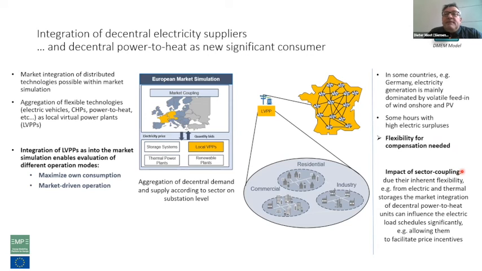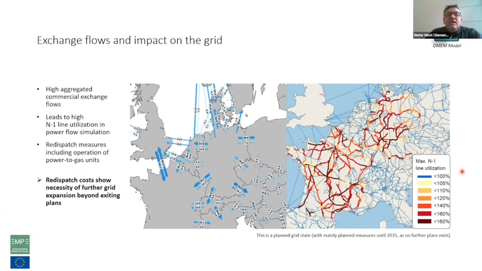What we also have to consider here is that we need some flexibility compensation, and very important here is the impact of sector coupling, because sector coupling has an inherent flexibility from electric and thermal storages in the market, or simply from shutting down a power-to-heat unit. This allows them to respond to price incentives, so you should definitely model sector coupling with your market model. These are some results from the exchange flows resulting from this market modeling. What we see is that it's working, but we have to do some enforcements, especially after 2035, when current plants are running out.